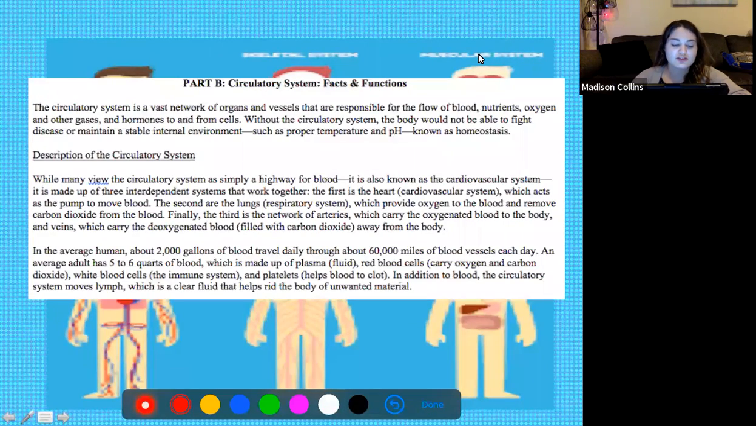In the average human, about 2,000 gallons of blood travel daily through about 60,000 miles of blood vessels each day. An average adult has 5 to 6 quarts of blood, which is made up of plasma, a fluid, red blood cells, which carry oxygen and carbon dioxide, white blood cells, which are a function of the immune system, and platelets, which help blood to clot. In addition to blood, the circulatory system moves lymph, which is a clear fluid that helps rid the body of unwanted material. Now, that passage had a lot of information in it.